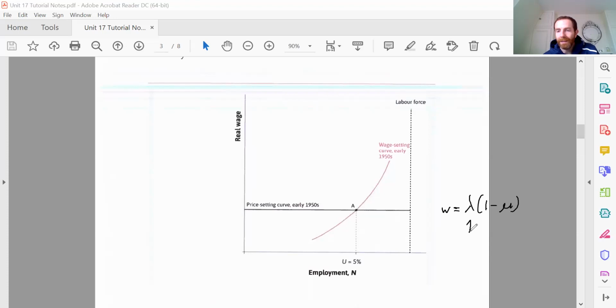So we're imagining that lambda, the productivity of workers, is increasing. That's going to push our price setting curve higher and higher up. But we can also imagine over time that the wage setting curve is also shifting upwards. So we can imagine our price setting curve is shifted upwards, our wage setting curve is shifting upwards.